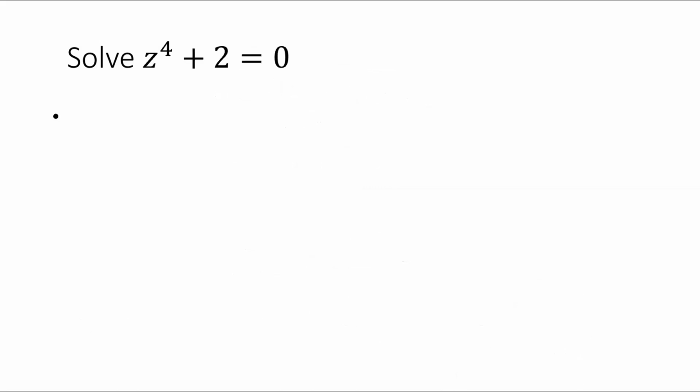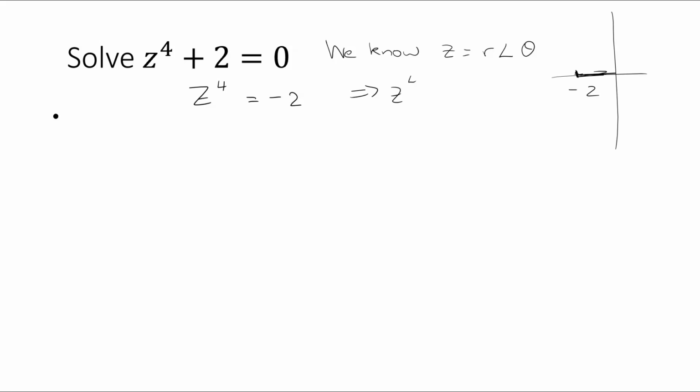The next one kind of looks easier, but it maybe takes a little bit more thinking. What we can do, and possibly this is your first thought, is rearrange it so you've got that. Now if we were drawing that, that's -2, that's just there. We know what z is. We know that z is r angle theta, which means that z to the power of 4 is going to be r to the power of 4 angle 4 theta.